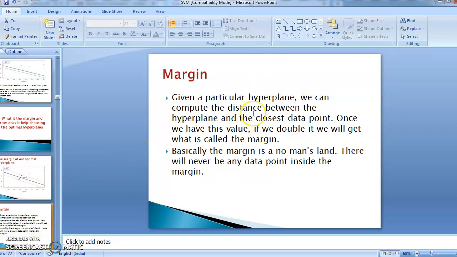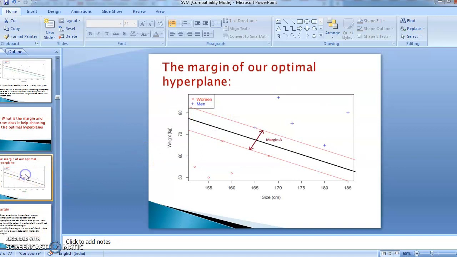So as you have seen in this diagram, this is the hyperplane, which is correctly dividing the two different classes. Margin is the distance between the boundary points and the hyperplane.